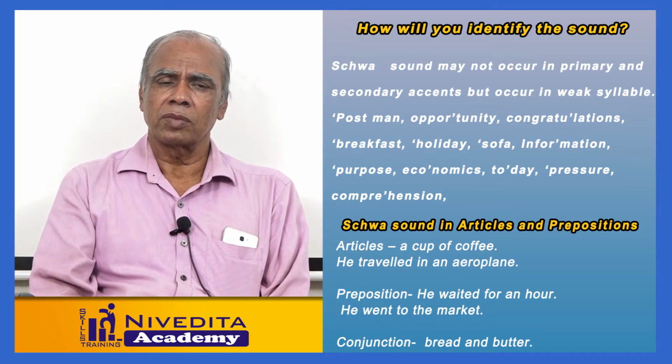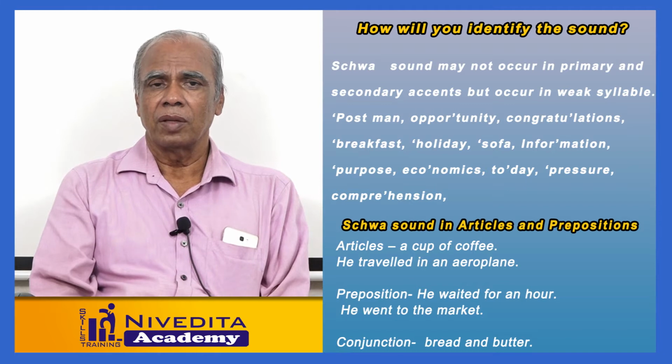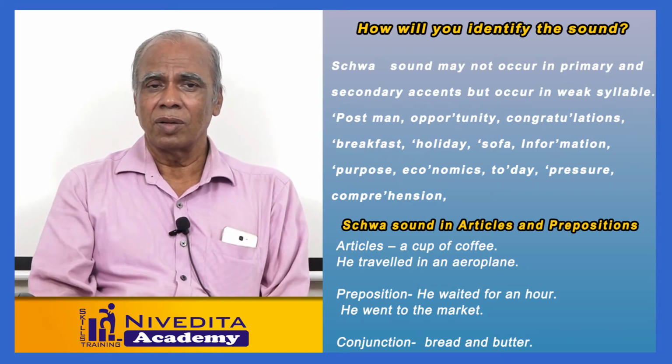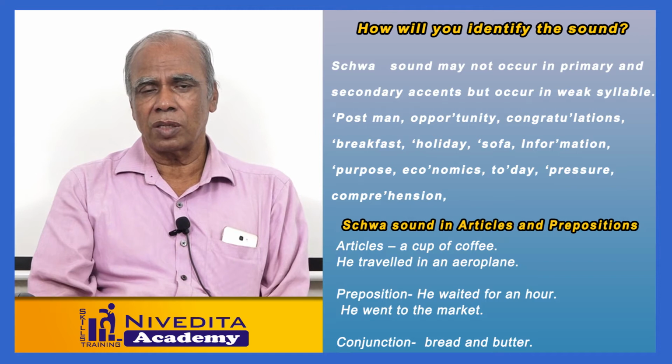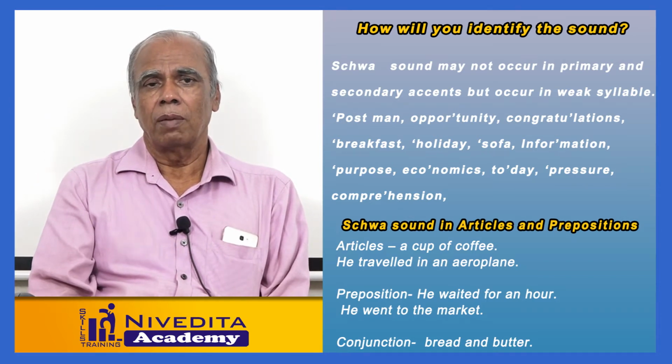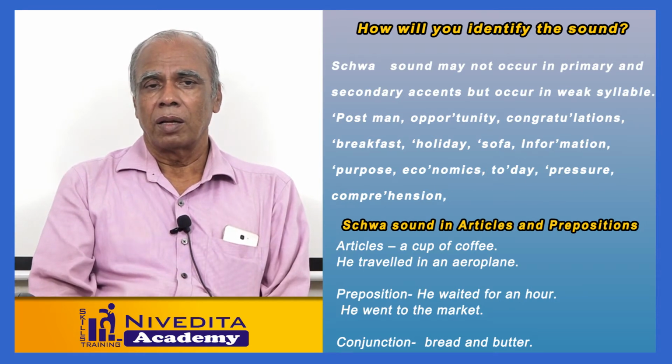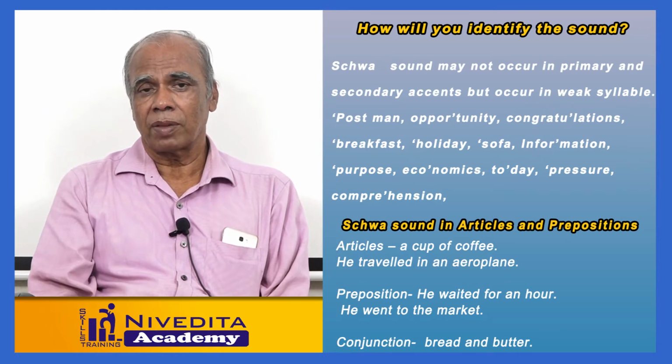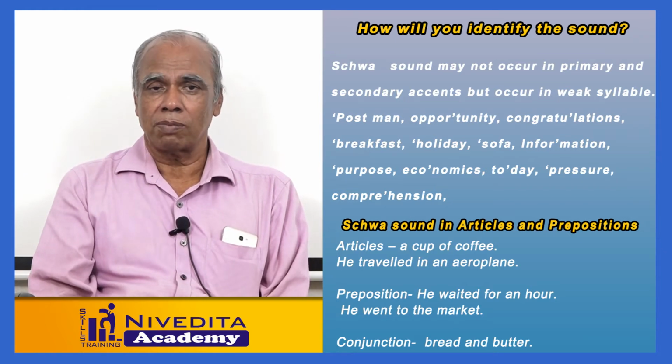For example, when you say post, you give the stress. Man, you give stress there too. Both have primary stress. But when you say these two words together, postman, post has the primary stress. Man has no stress. So the vowel in man is a weak vowel. The sound will be like this: postman.